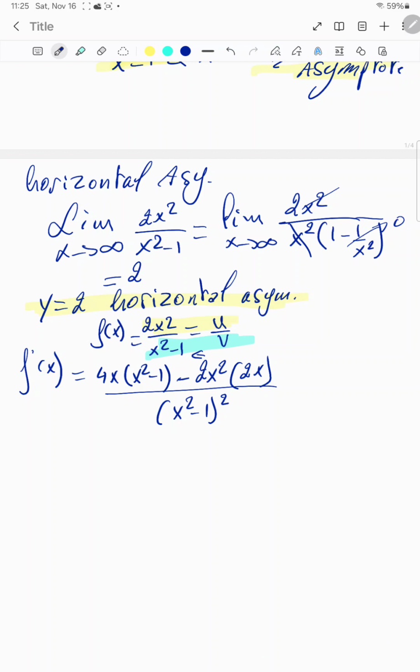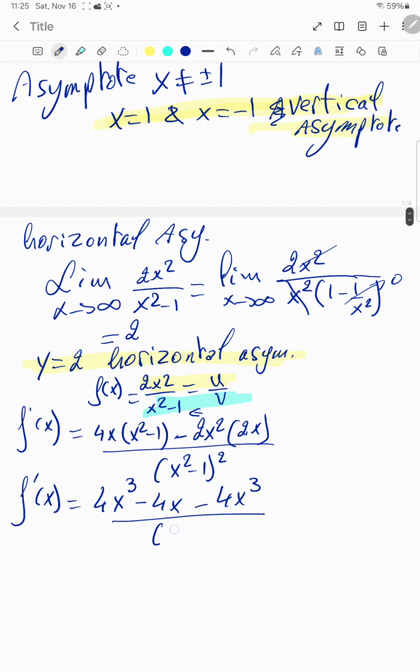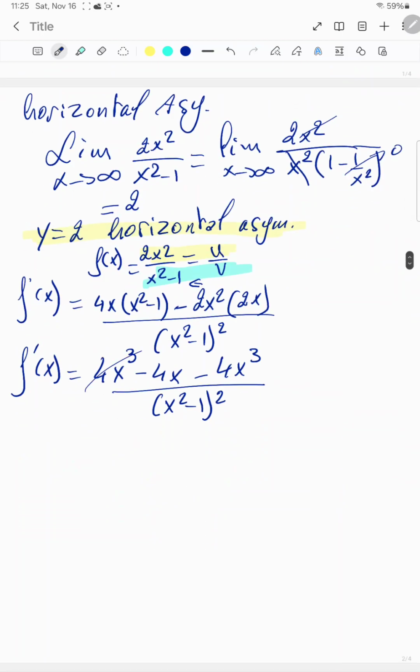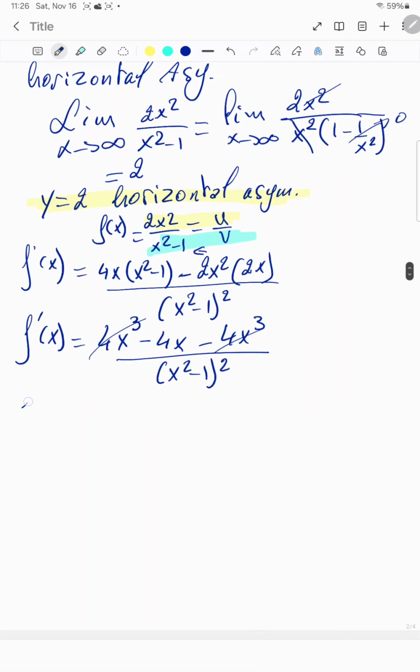So let's develop it. f prime of x is equal to 4x to the power of 3 minus 4x minus 4x to the power of 3, divided by x squared minus 1 squared. So I have here 4x to the power of 3 minus 4x to the power of 3. That would go out. So f prime of x is equal to minus 4x divided by x squared minus 1 squared.